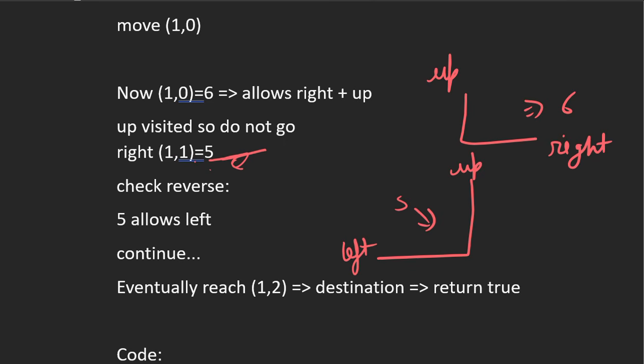Then we check the reverse, whether 5 allows moving left or not. So yes, 5 allows moving left and up. So the connection is valid, so we can move from 1 comma 0 to right direction. So we move to 1 comma 1, right? And if we continue the same thing, we can finally reach 1 comma 2, which is our destination, so we return true. So let's move to the code part.